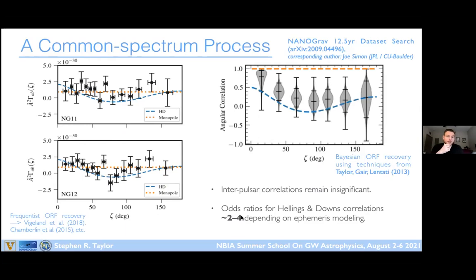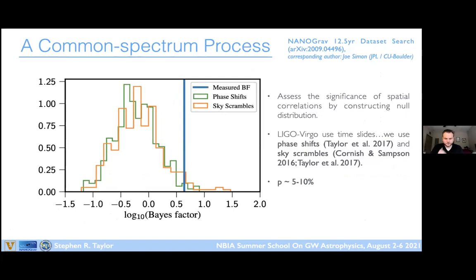Now, by contrast, we can actually reject other types of correlation signatures. The data is very informative of monopole and dipole correlations, and we reject the dipole correlations to quite a strong degree, but we don't have a lot of support for Hellings and Downs correlations yet. The good thing is that the support at the moment is greater than one, but we would like it to be more like 100 or even 1,000 in order to finally claim detection. I see. Thanks.